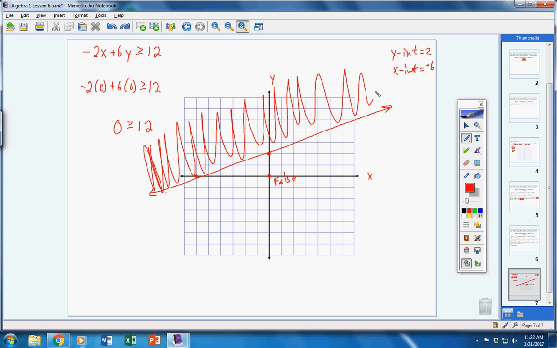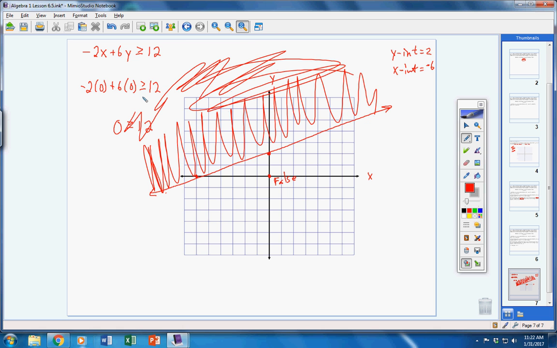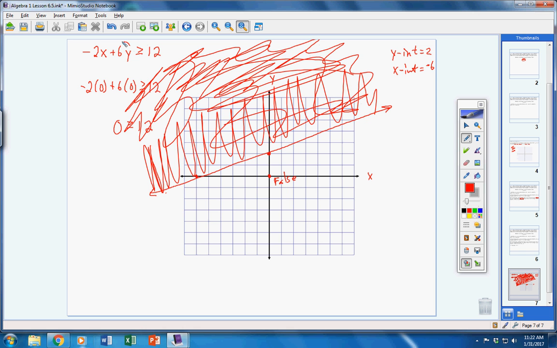So all of these ordered pairs up here, the shading would go on and on and on. All of these ordered pairs are solutions to this inequality right here. Alright? And students, that's how you graph inequalities on the coordinate plane.